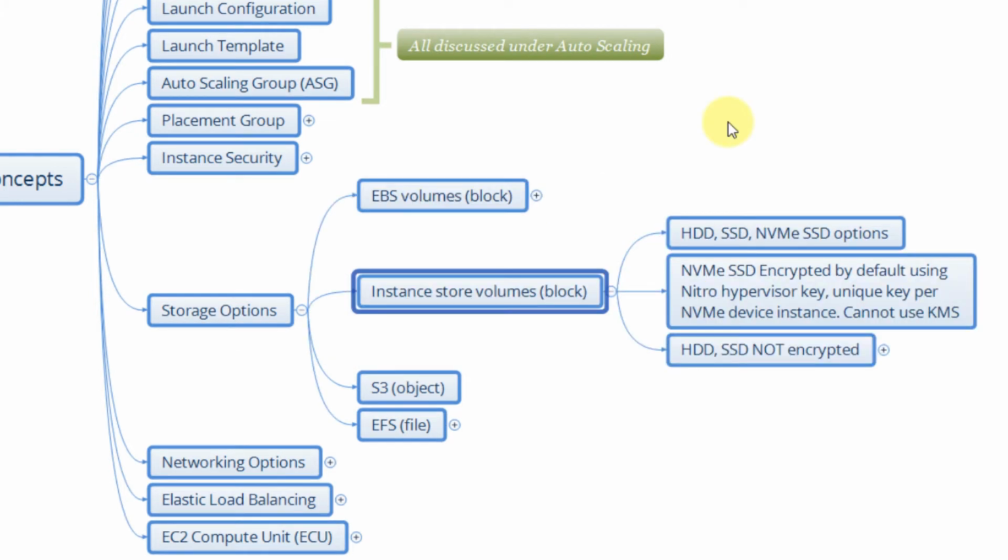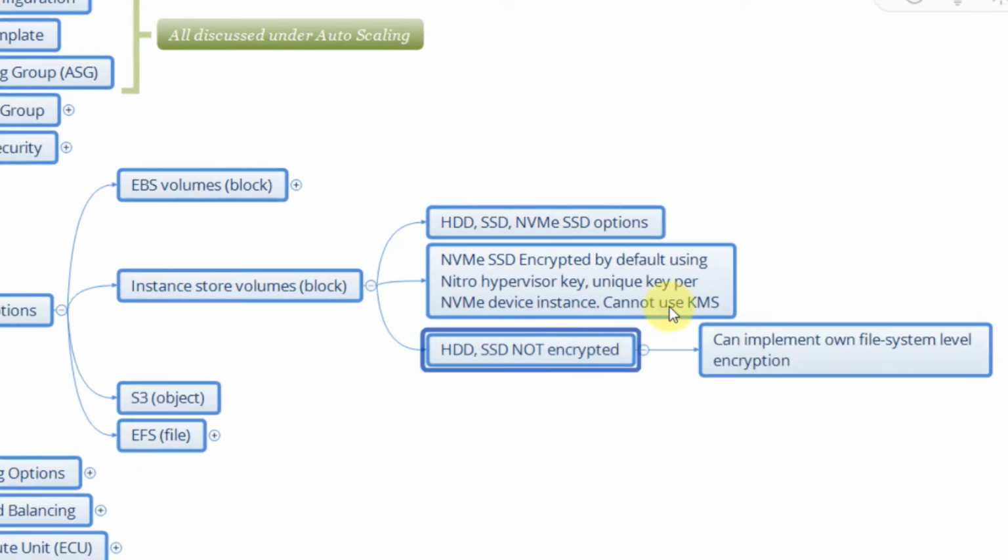Now, instance store volumes have the HDD, SSD, and NVMe SSD options. Note that the NVMe SSD is encrypted by default using the hypervisor key, which is unique for every device instance, and you cannot use KMS for key management. The HDD and SSD options are not encrypted. Only the NVMe SSD storage is encrypted. So when you use HDD or SSD, you can implement your own file system level encryption.